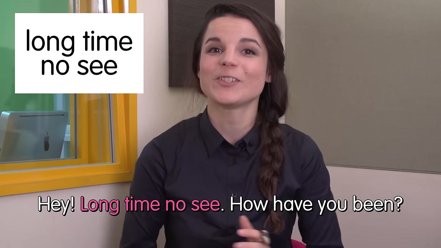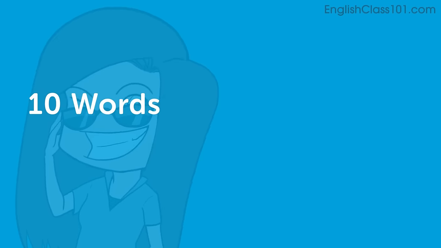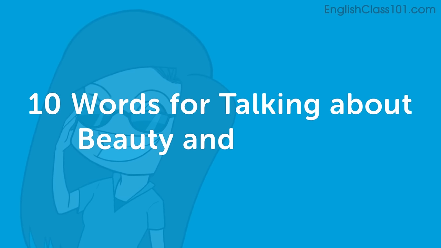The next one is long time no see. You can use this when you haven't seen the other person for a long time. You're at a party or at an event or whatever. Anytime it's been a long break, you can decide how long. Not the day before or the week before. Maybe a few weeks or a month, whatever's unusual for you and this other person. When you see them, you can say, hey, long time no see. How have you been?